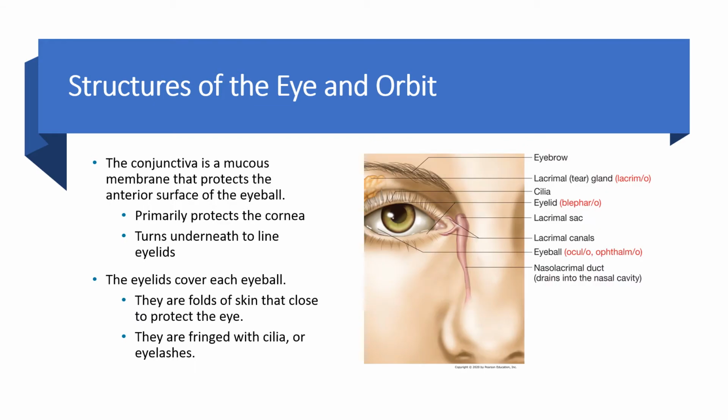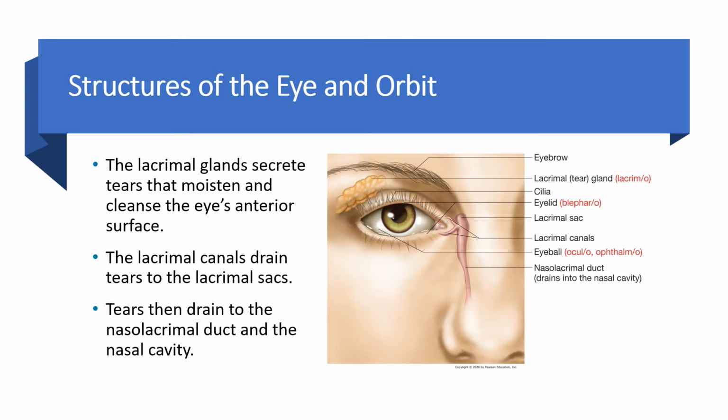The conjunctiva is a mucous membrane that protects the anterior surface of the eyeball, and it primarily protects the cornea and turns underneath to line the eyelids. The eyelids cover each eyeball, and they are folds of skin that close to protect the eyes. They are fringed with cilia, or eyelashes.